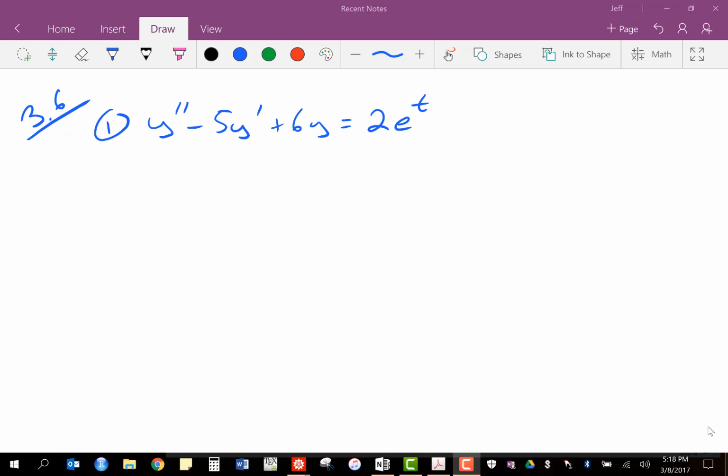Right, so let's look at the first homework problem from section 3.6. This is a non-homogeneous differential equation, and they have asked us to solve it using variation of parameters. Now, you should immediately recognize here that I could do this with undetermined coefficients.